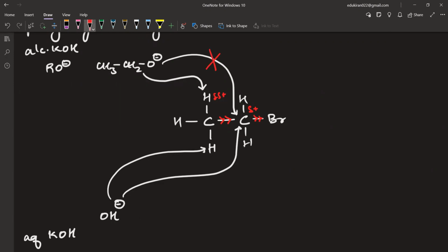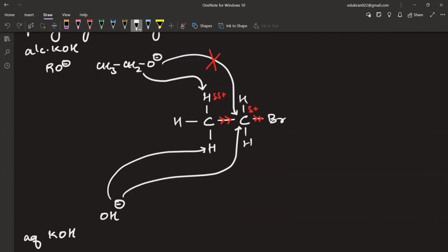And obviously, if OH negative has a choice, it is small, it can attack this carbon atom and hydrogen atom. So obviously, it is going to automatically go towards the carbon atom because it is having more positive charge, and OH is having negative charge. So positive and negative, they will attract each other. OH negative can automatically make a way through all these hydrogens and attack on the carbon atom. But that cannot be done by alkoxide ion due to its large size.